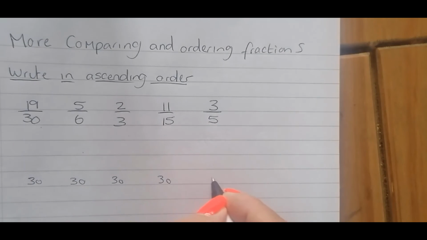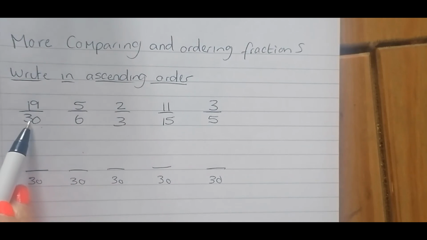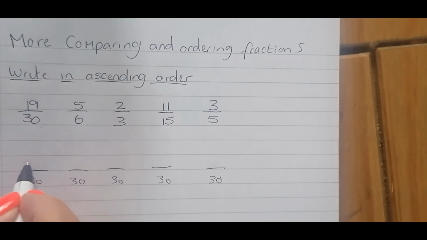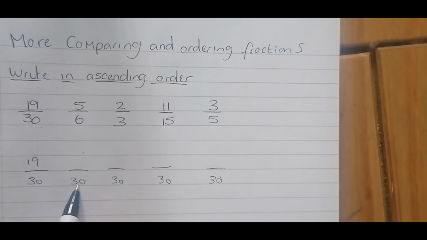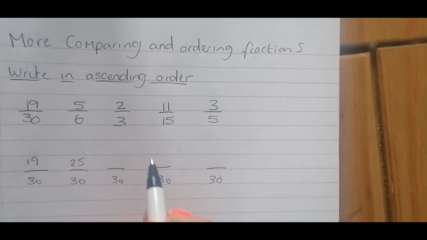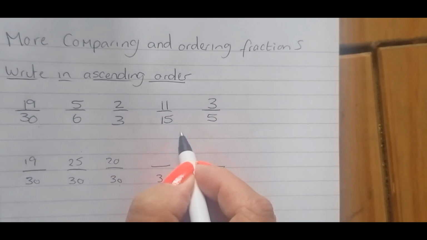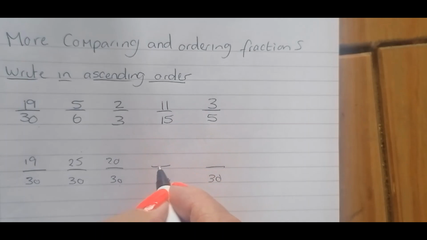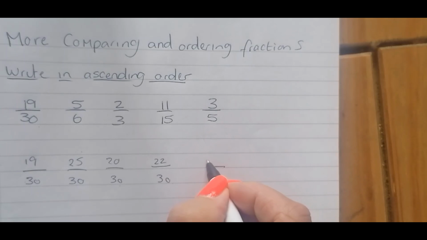But remember, whatever I did to the denominator, I must do the same to the numerator. This denominator hasn't changed, so I don't change the numerator. This denominator has been multiplied by 5 to make it 30. So multiply the numerator by 5. This denominator has been multiplied by 10, so multiply the numerator by 10. This denominator being multiplied by 2, multiply the numerator by 2. This denominator is being multiplied by 6, multiply the numerator by 6.